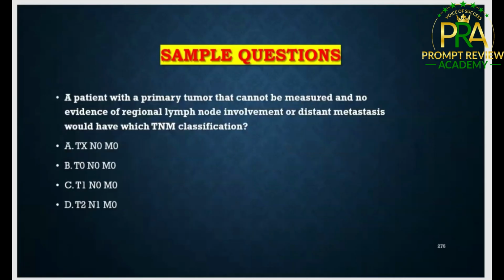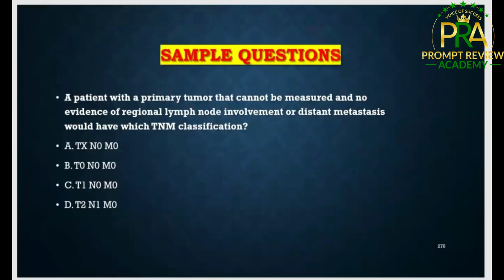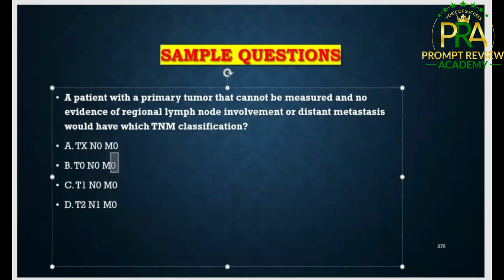And this is the final one. A patient with a primary tumor that cannot be measured. So the tumor cannot be measured, which means there is no T size. T cannot be measured. That is what they said. So T is 0 because it cannot be measured. So I will use options that put me between these two, because they say the tumor size cannot be measured. I will not go with C and D.